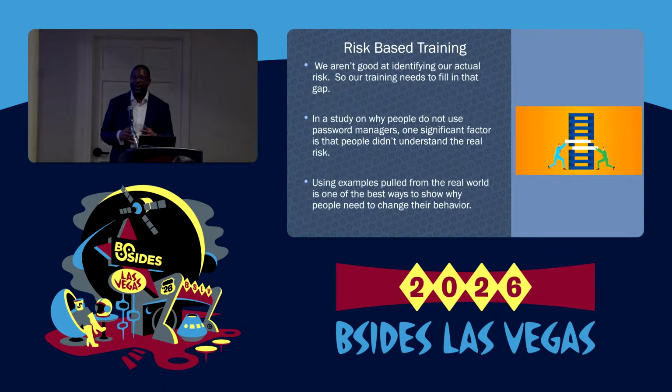So what does risk-based training look like, right? We aren't good at identifying what actual risks are, so our training needs to fill that gap. In studies on why people don't use password managers, one significant factor is people didn't understand the real risk in not using these password managers. So using examples pulled from the headlines, the same way that I was using examples from the news, if you use real-world examples, people are more likely to not only remember what happened, but also learn from it.